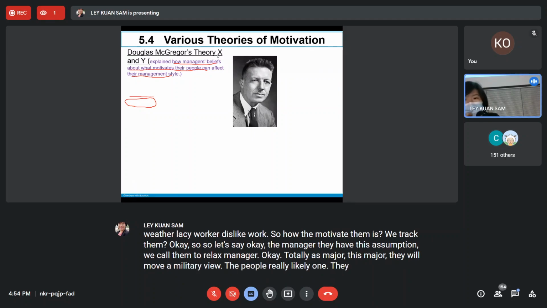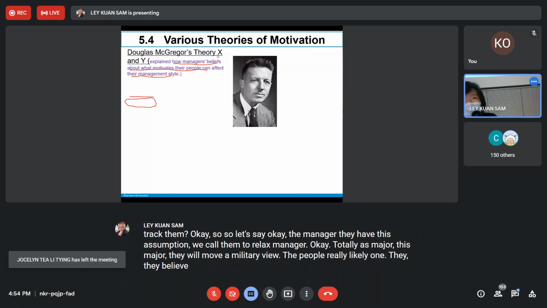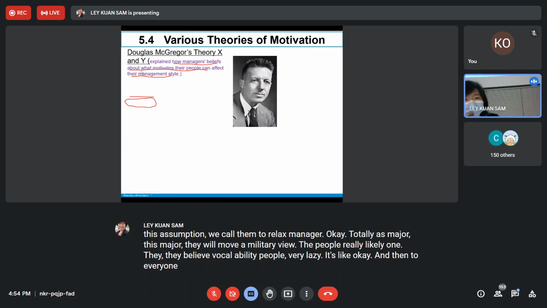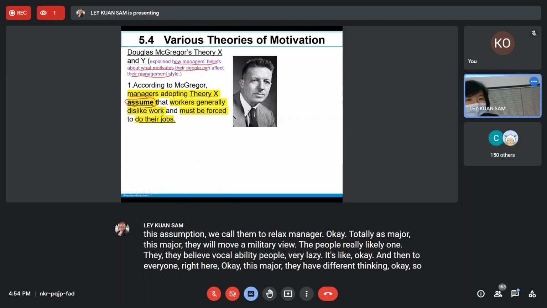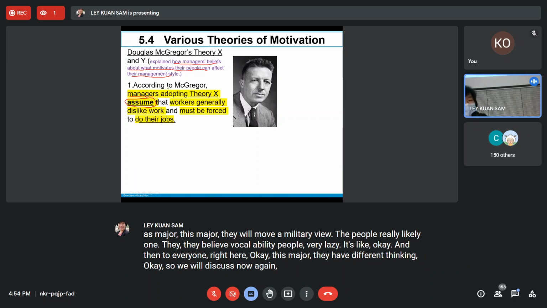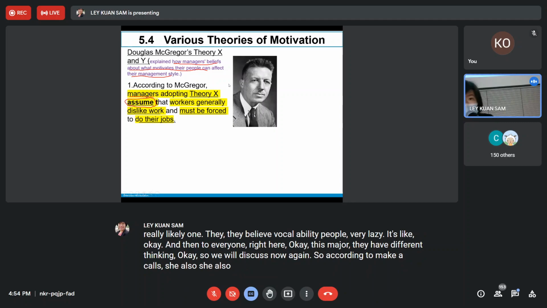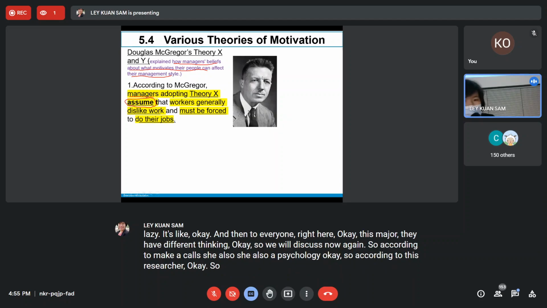They believe people are very lazy and dislike work. And then the Theory Y manager has a different thinking, which we will discuss now. According to McGregor, who was also a psychologist, according to this researcher, managers use Theory X.